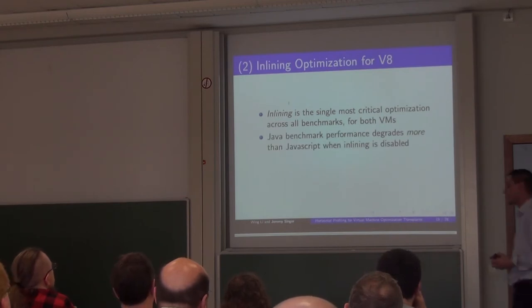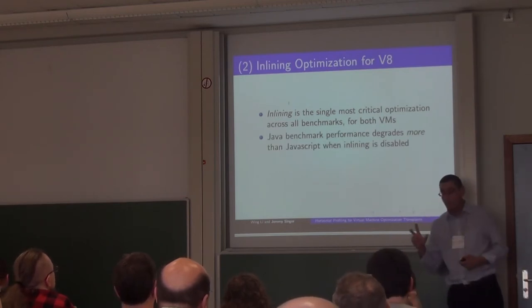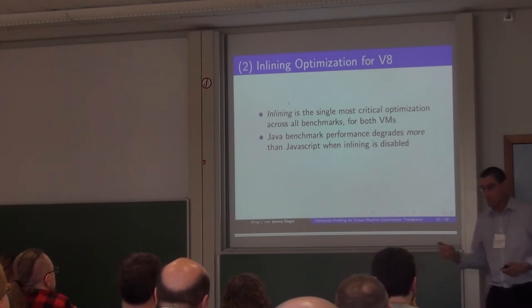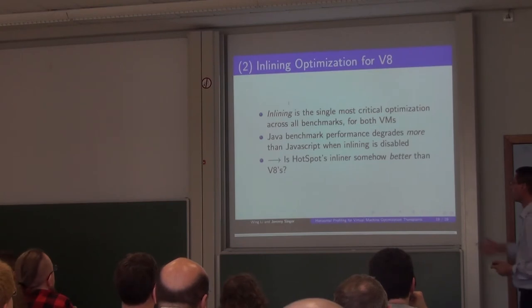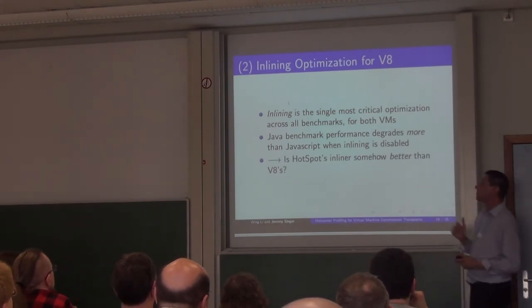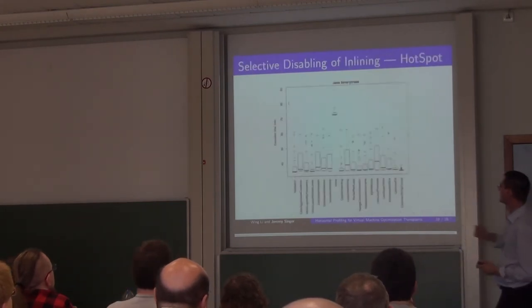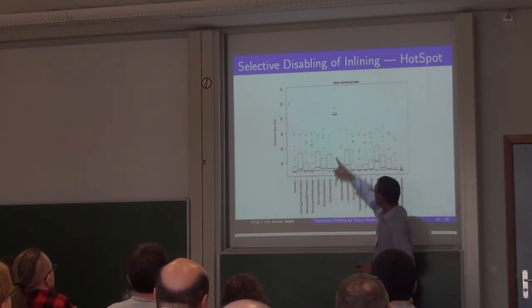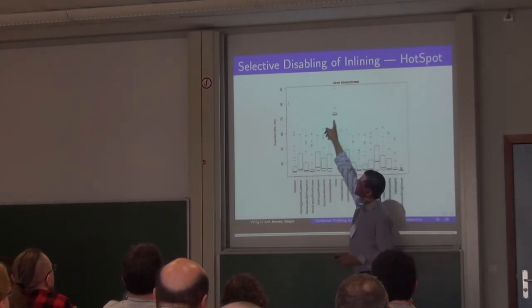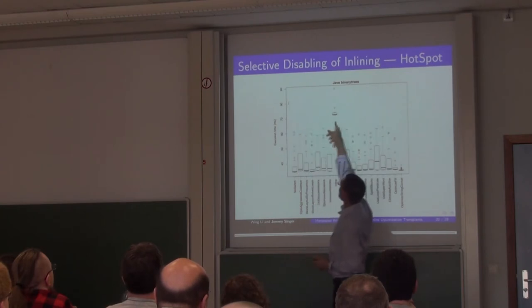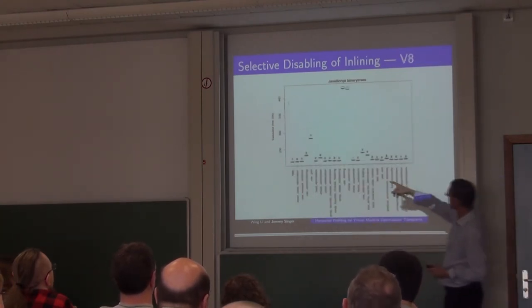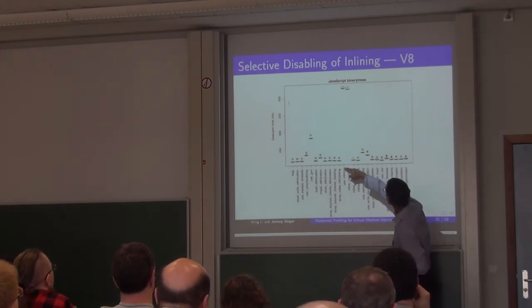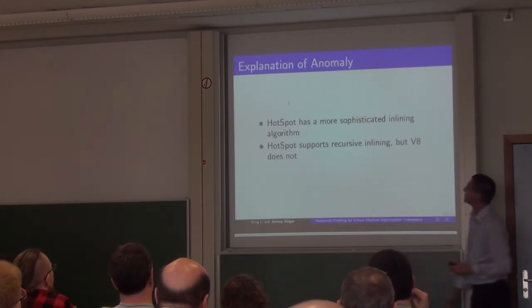We found that when you turn off inlining, Java benchmarks performance degrade more than JavaScript. So could we somehow improve the inliner inside V8? Look, is inlining turned off? The performance is worse, it slows down dramatically. This is the binary trees benchmark in Java. Same in JavaScript, so you turn off inlining and inline constructors, and again, it slows down dramatically.